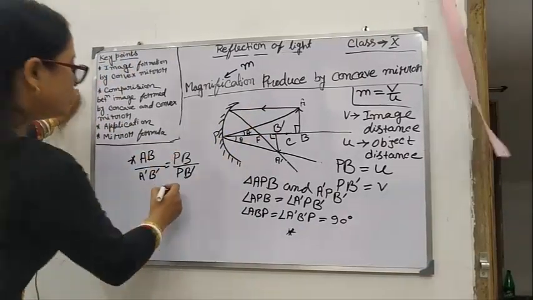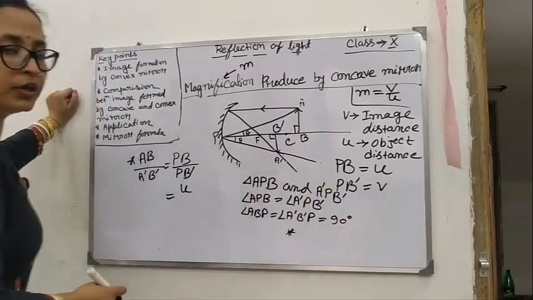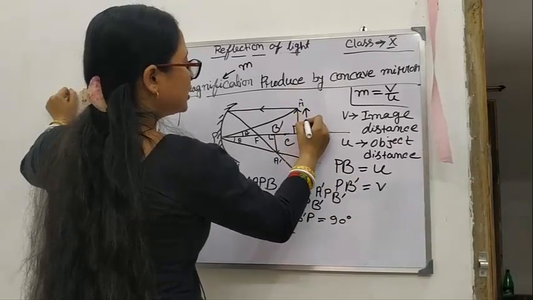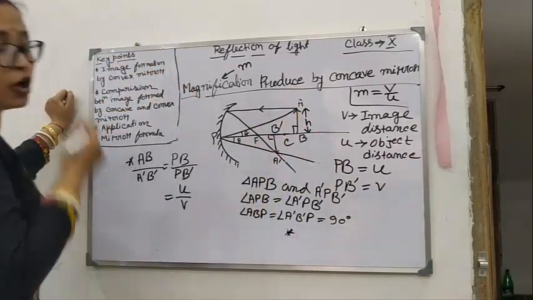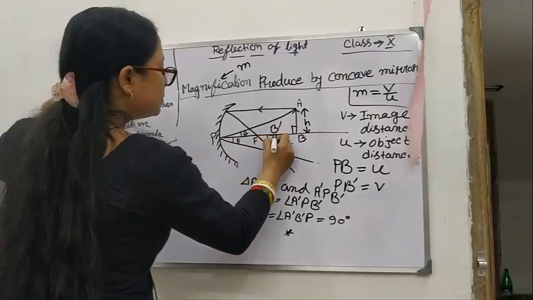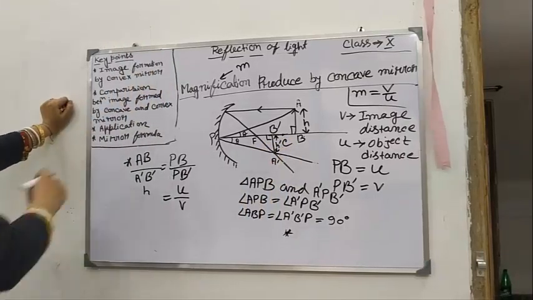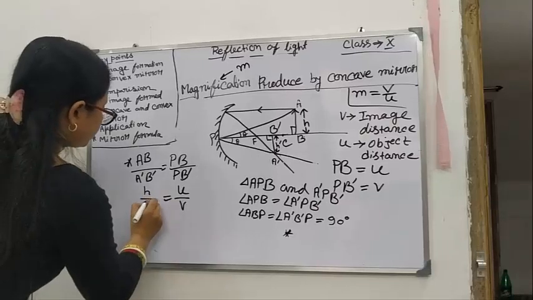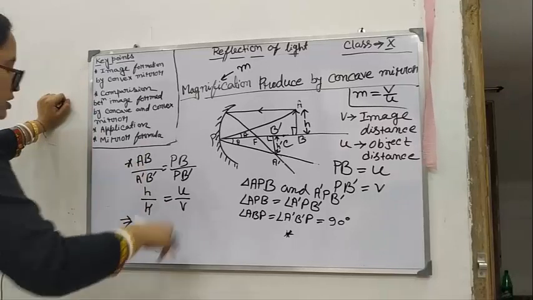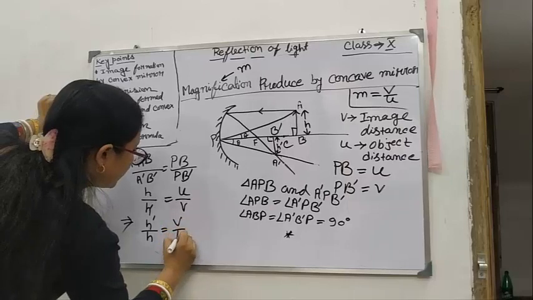Now what is the value of PB? The value of PB is u, and what is the value of PB dash? It is v. Now AB means object. Let us take the height of the object as h, and A dash B dash is the image. So let us consider h dash as the height of the image. Now if we do the reciprocal, then what happens? h dash by h is equal to v by u.